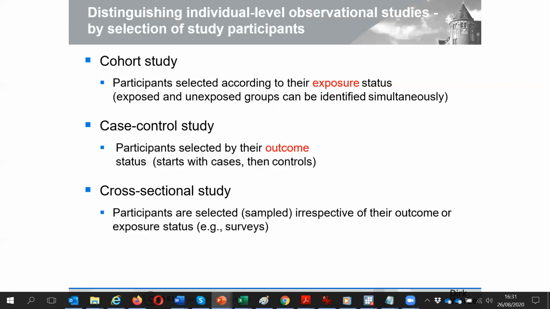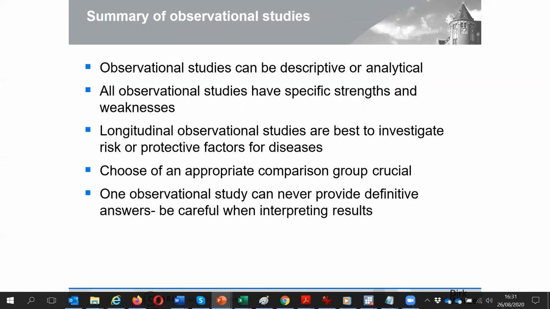For cross-sectional studies, participants are selected irrespective of their outcome or exposure. We are assessing both outcome and exposure at the same time, and these are like surveys. So please, I think this is very important for you to understand. These aspects are very key if you are to understand these study designs. For cohort studies, selection of study participants is based on exposure status. Case control is based on outcome. For cross-sectional studies, the selection is not based on either outcome or exposure, but you are assessing both at the same time.